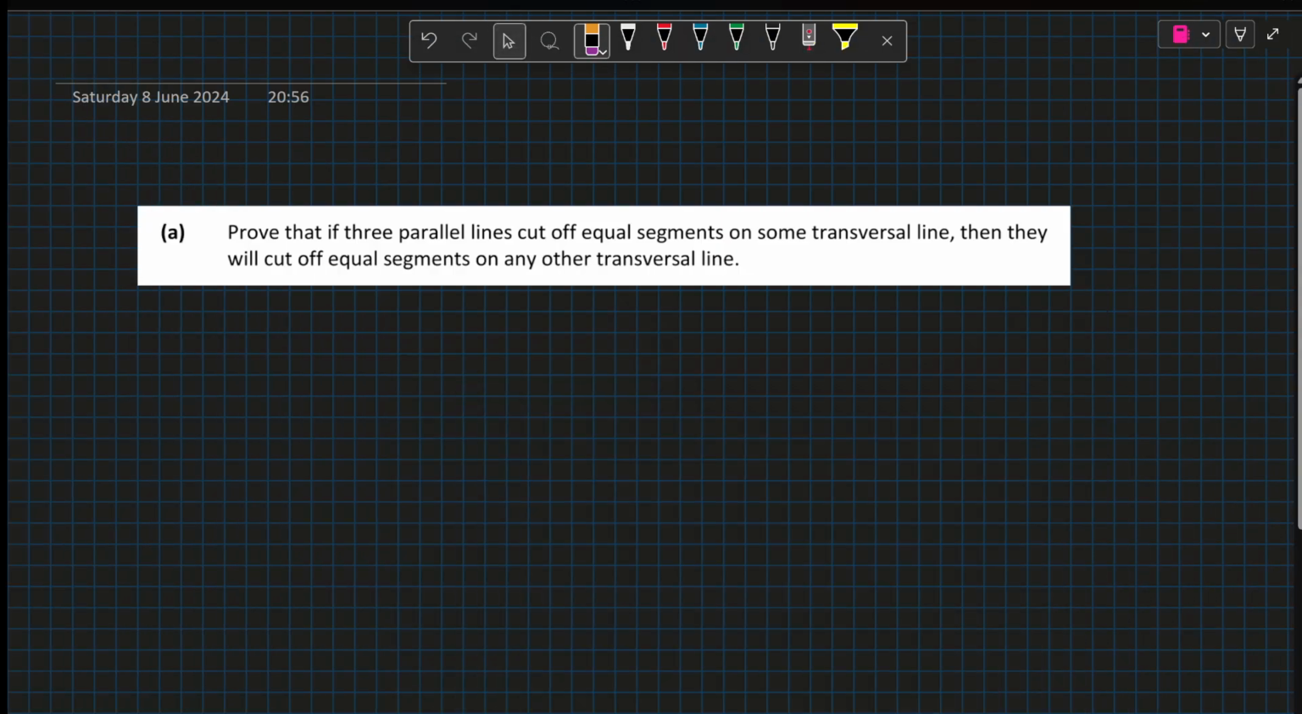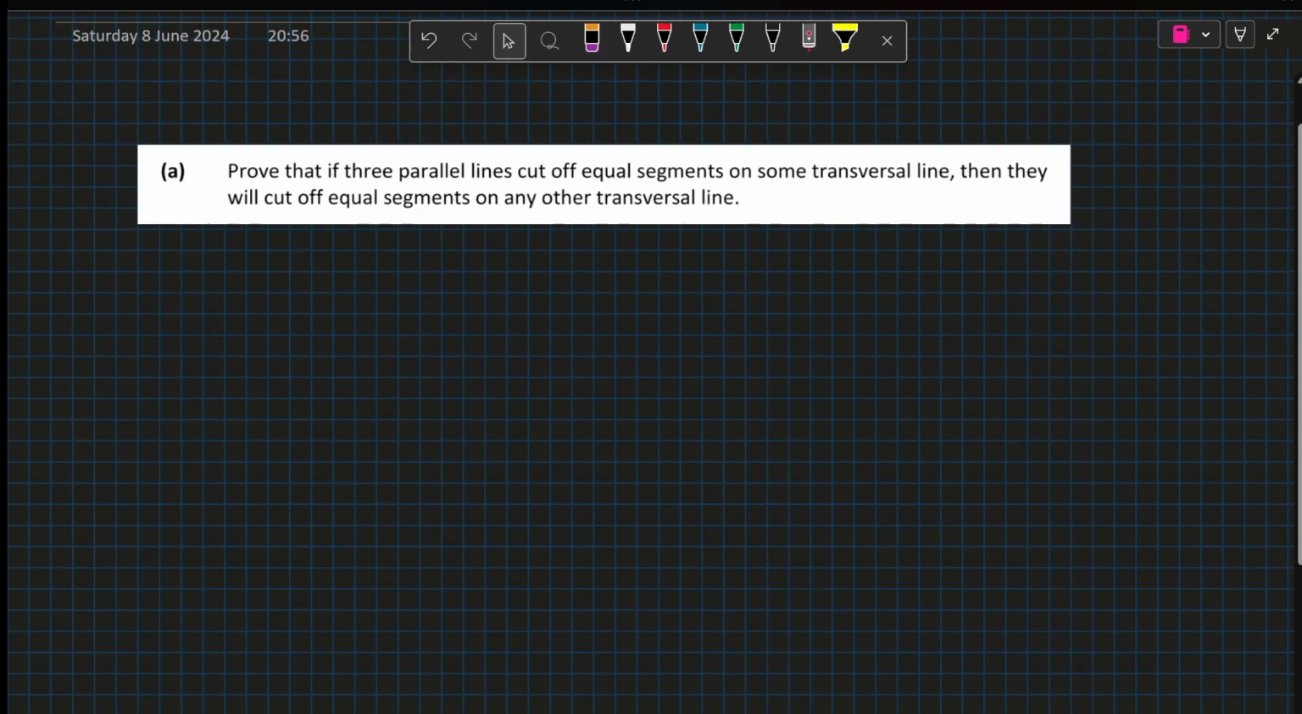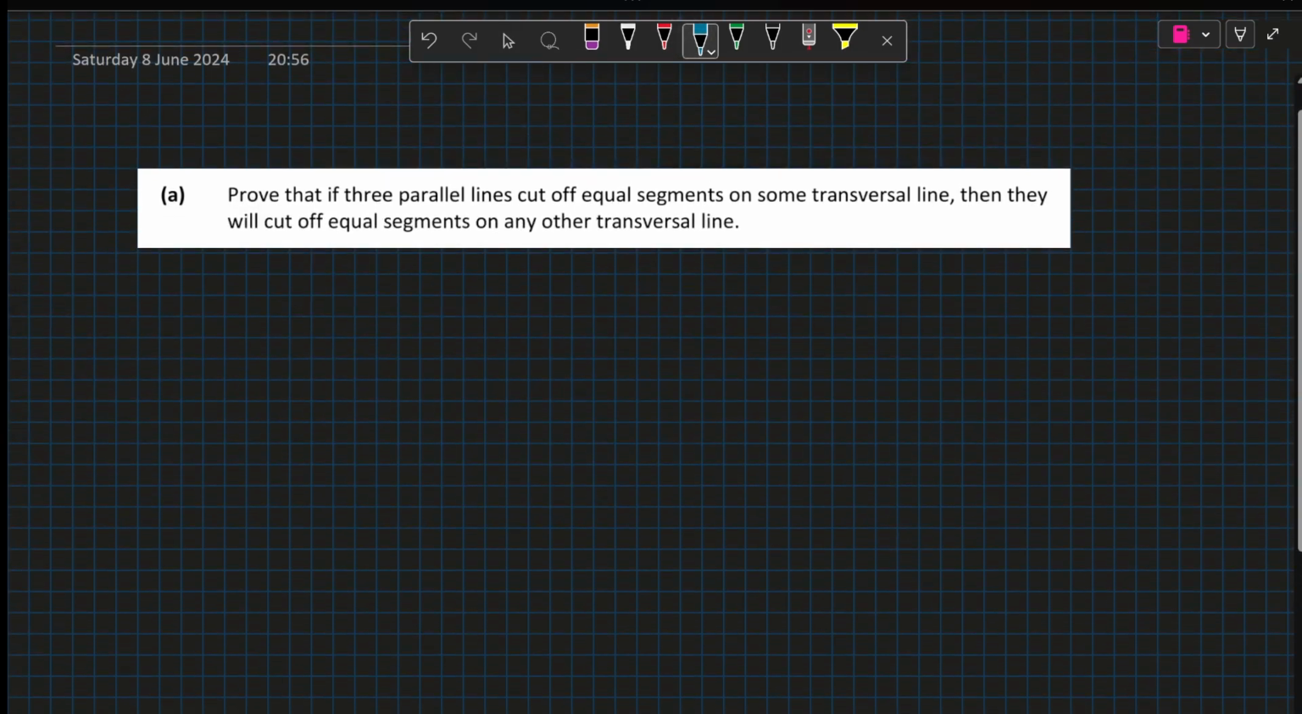There are three theorems that you have to know, which come up as so-called mandatory theorems. This one is Theorem 11, and it forms actually the backbone of Theorems 12 and 13. It states: prove that if three parallel lines cut off equal segments on some transversal, then they will also cut off equal segments on any other transversal.